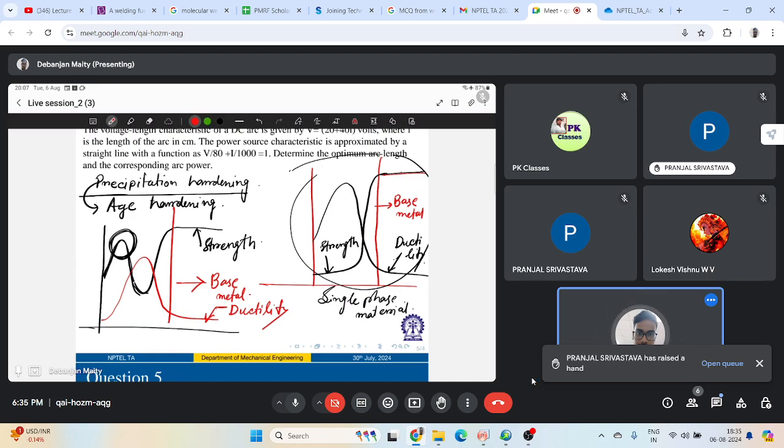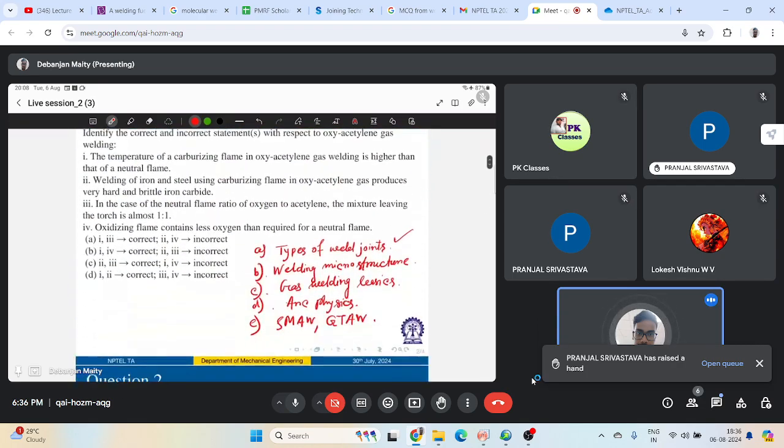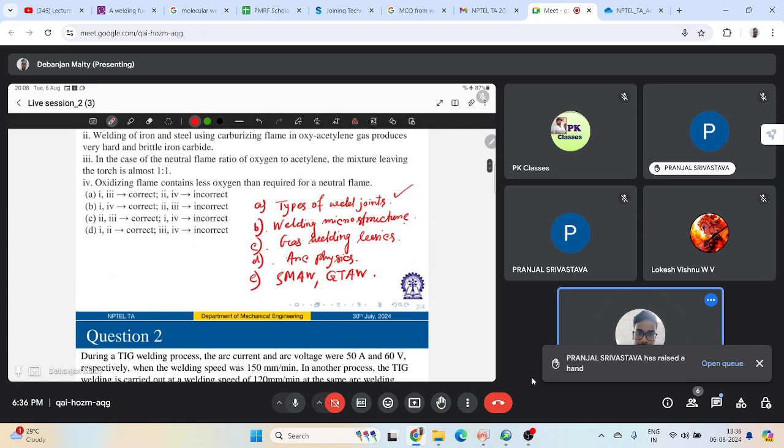There are a huge amount of things in weld microstructure. This is itself a different subject altogether. Till now, any question? No, sir. Mm-hmm. So we have talked about types of weld joints. We have talked a little bit about weld microstructures.